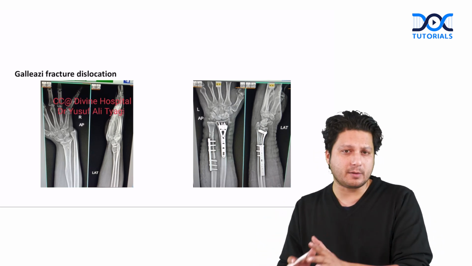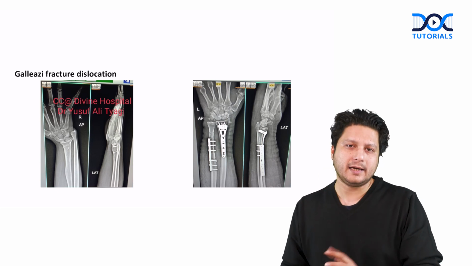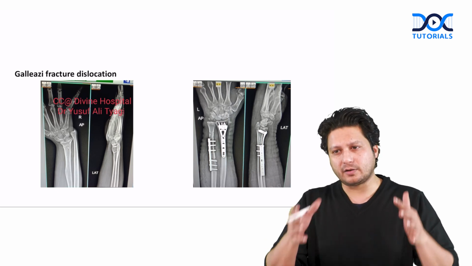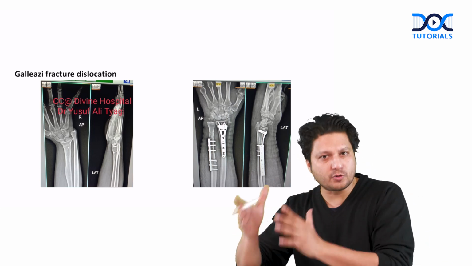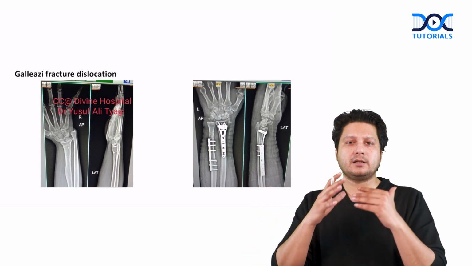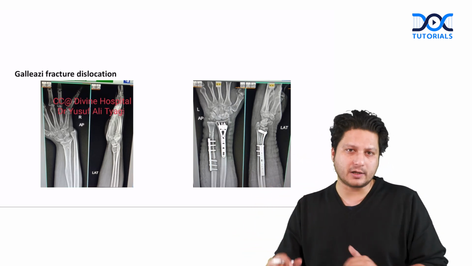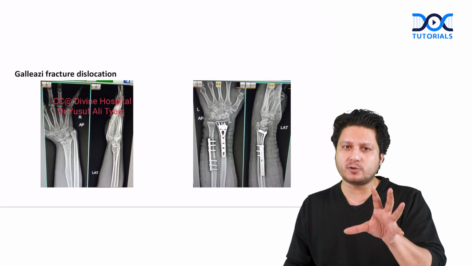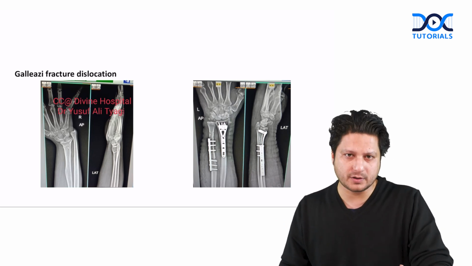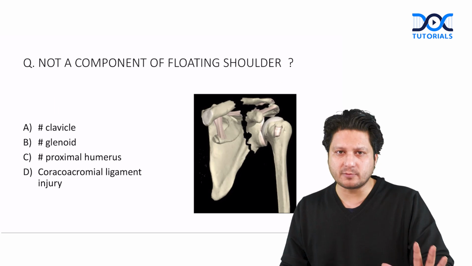You should not manage the Galeazzi fracture conservatively because it is having a dislocation. It is having an instability at the respective joint. In case of Galeazzi, there is a fracture of the distal radius with distal radio-ulnar joint subluxation. In case of Monteggia, there was a proximal ulna fracture with proximal radio-ulnar joint subluxation. So both of them should be managed by open reduction, internal fixation. So these are the management protocols.